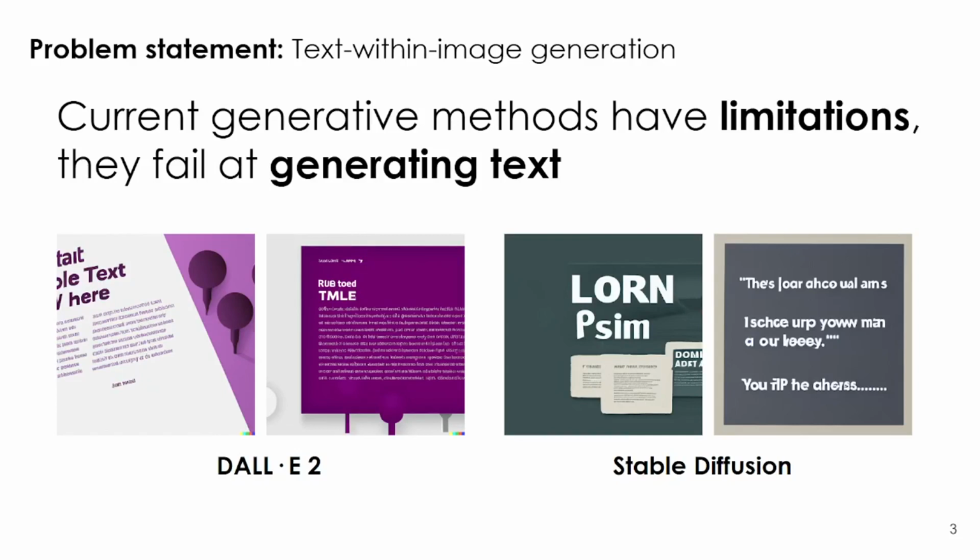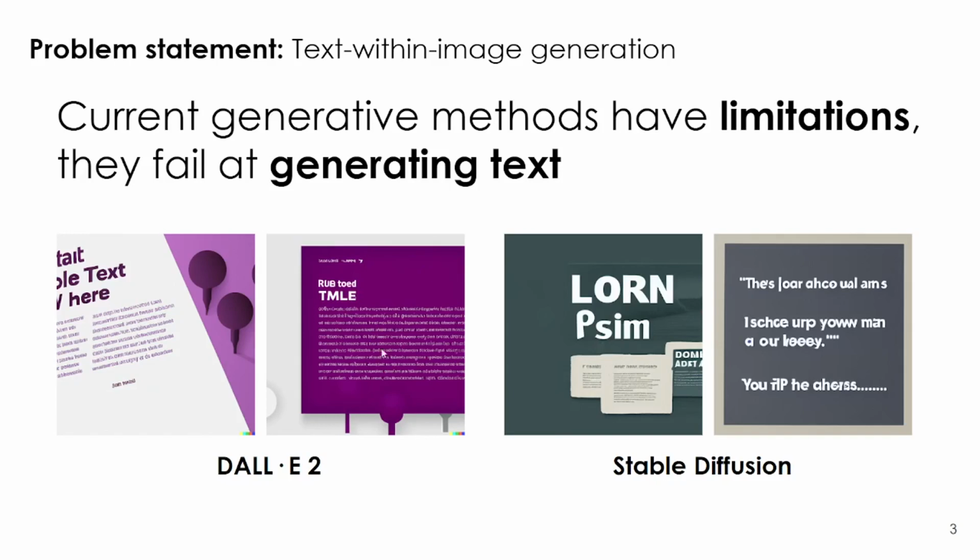For the problem statement, we are in the framework of deep generative methods for image generation, and we are interested in the problem of text rendering within images. Considering two different state-of-the-art methods of image generation, such as DALL-E 2 and Stable Diffusion, we see that they have limitations in text rendering.